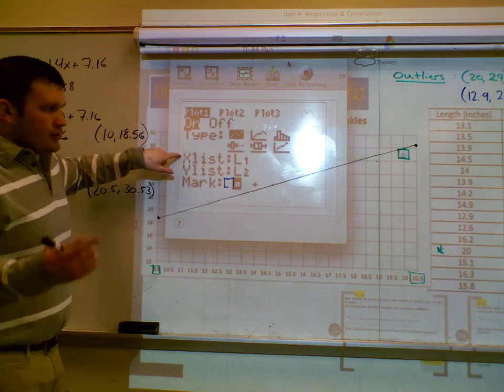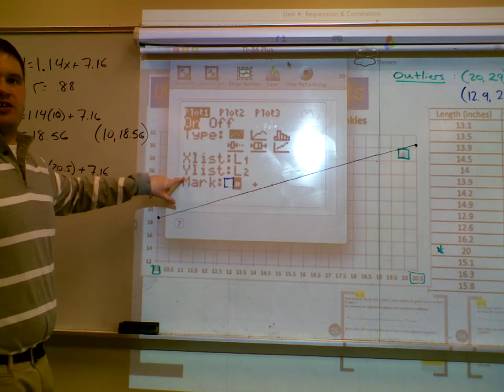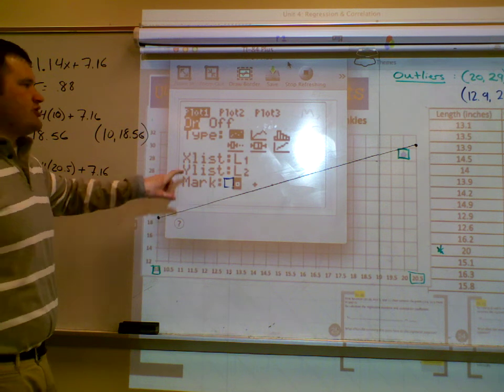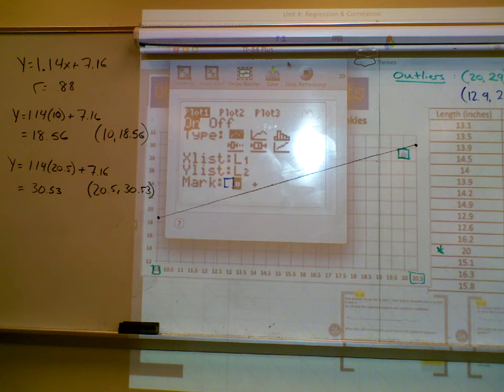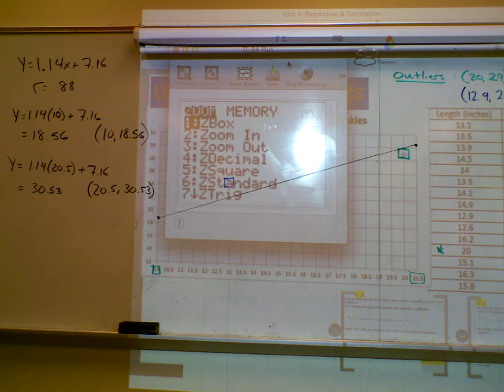X-list is L1. Good. Y-list is L2. I could change these if I wanted to. If I need to use list 3 or list 4, I could change them right now, but I'm not going to because that's where I entered my data. Next up, I hit zoom. Zoom is two buttons to the right of Y equals, right in the middle of that top row of buttons. I'm going to hit zoom, and I'm going to hit number 9 because it's ZoomStat.